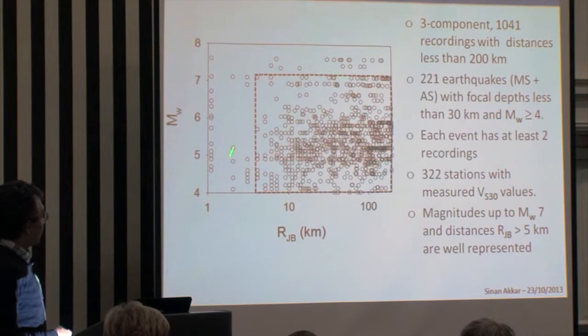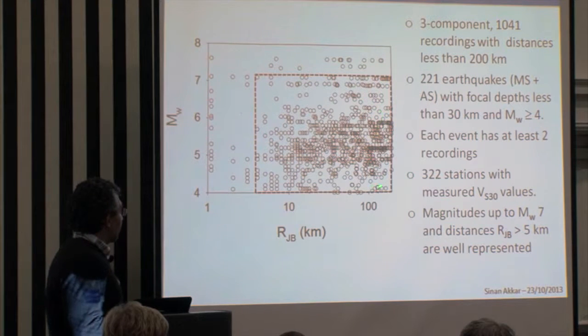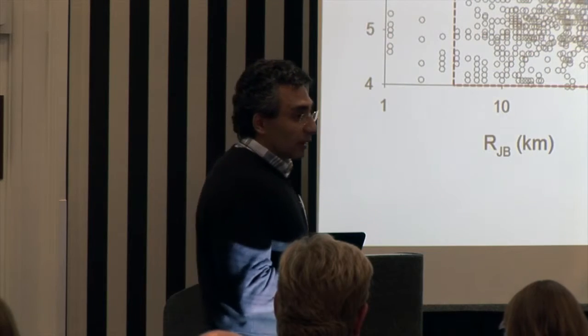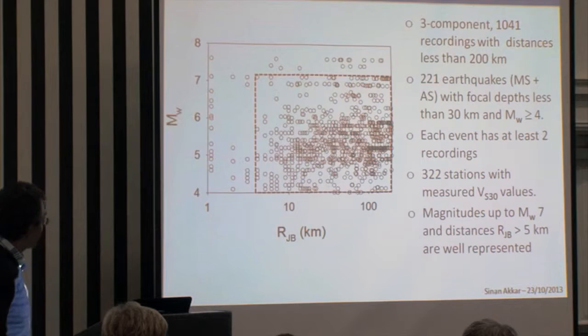Well, as you can see from the overall distribution, the database has a uniform distribution between distances 5 kilometers to 200 kilometers and magnitudes between 4 and 7. Unfortunately, in the European database, we don't have too many large magnitude events.